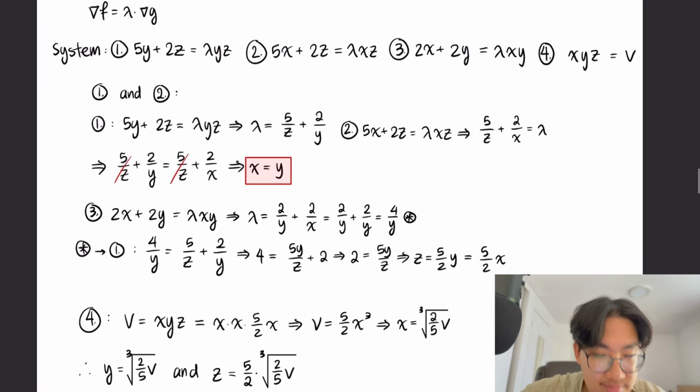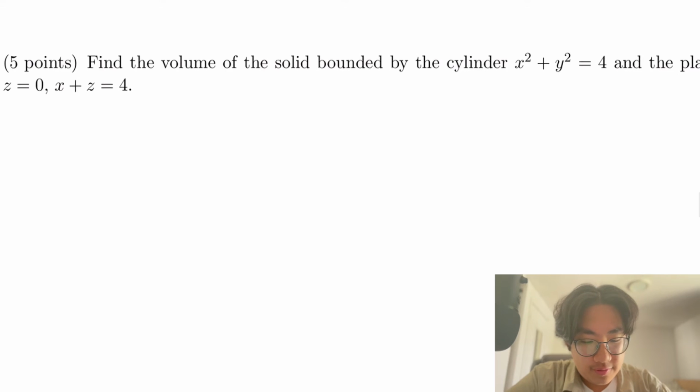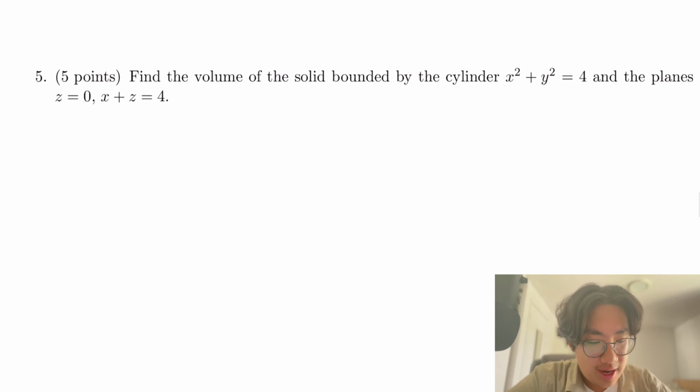Question 5: find the volume of the solid bounded by the cylinder x squared plus y squared is equal to 4, and the planes z is equal to 0 and x plus z is equal to 4.